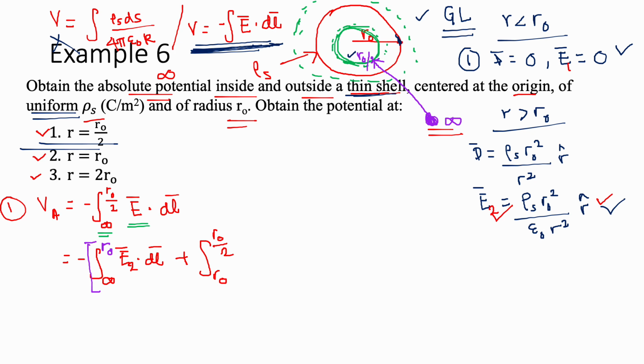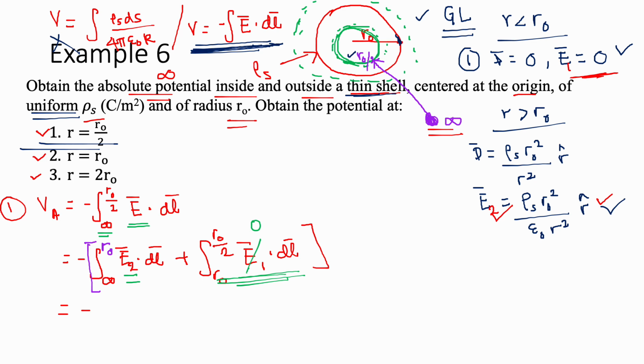So the environment now is inside the sphere, so the E field will become E1, E1 dot dl. So we close the bracket. Negative. For this part, we know the E1 becomes 0. There's no electric field inside that particular sphere, so definitely this will become 0. Only the E2 here has a value.